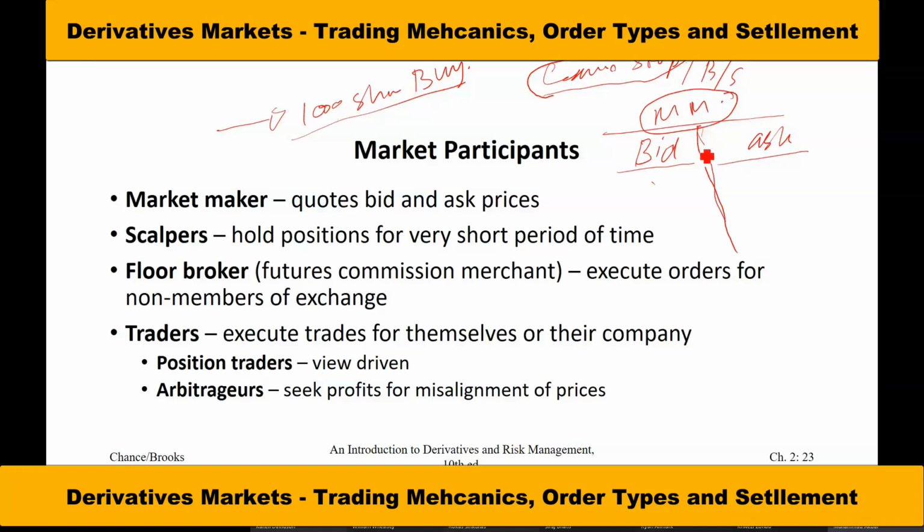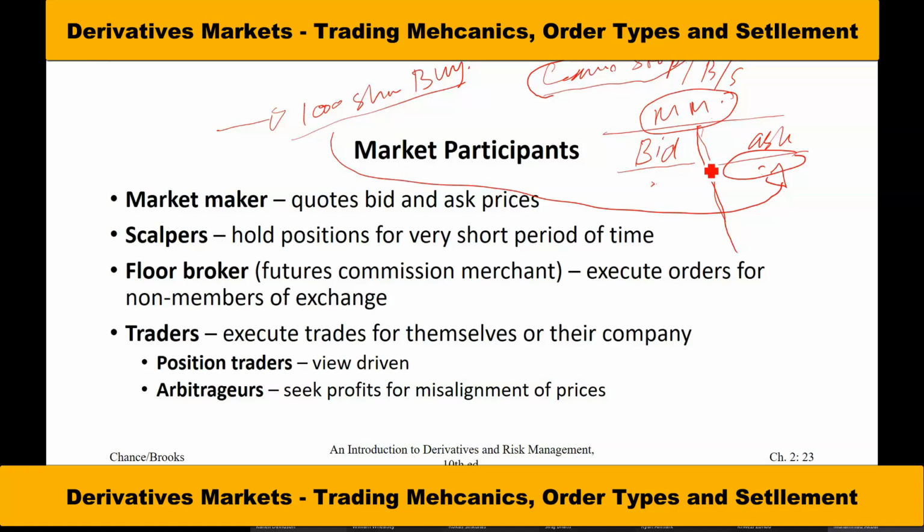So you can direct these orders to the market maker, the dealer, who will be bidding, and he will have a bid price and an ask price. Here, because you are buying and the dealer is selling, the bid-ask spread will be applicable. So the dealer is actually filling your order here.